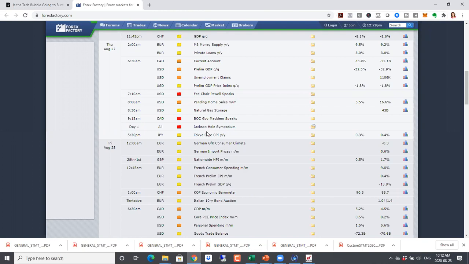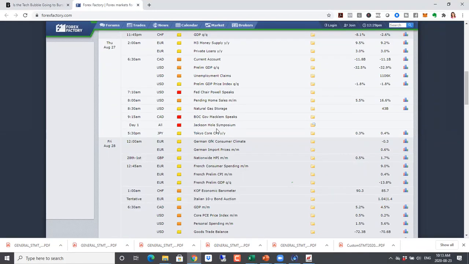So when we have a symposium like this or a big meeting like this, there will be, of course, different leaders there. And as a result of that, everybody will have a lot of reporters and stuff. So comments will be coming out pretty much all day. And those comments could move the markets. So keep an eye on that.